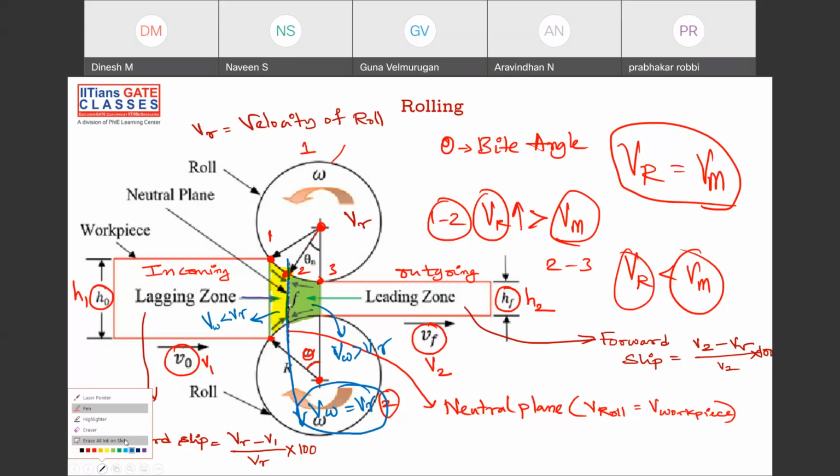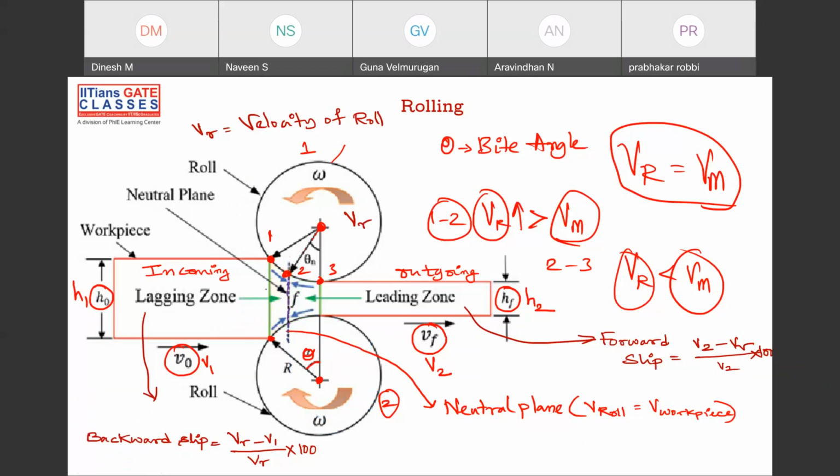Because we have drawn it in 2-dimensional, but it is a 3-dimensional thing, right? We have rollers like this, and this is our workpiece, right? We have rollers like this. So this is a plane. The plane at which the velocity of the roll is equal to the velocity of the workpiece is known as the neutral plane. Neutral plane.